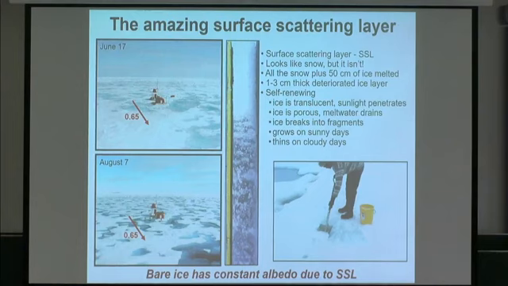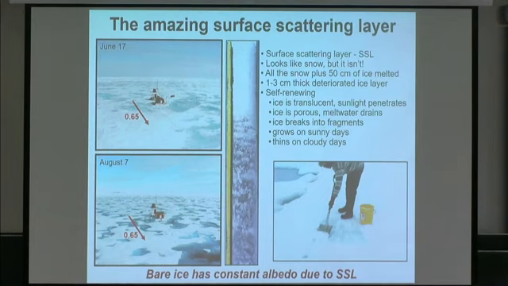It can vary in thickness. It's around a few centimeters thick. It gets thicker on sunny days when there's more penetrating shortwave, thinner on cloudy days when there's less. And that explains why we see these oscillations between 0.6 and 0.7. So we have the surface scattering layer, and again, in order to explain the albedo over a large scale in terms of bare ice, we have to look at the small scale of these particles on the surface of the ice. So now we see what the albedo is for bare ice. We've explained what it is.